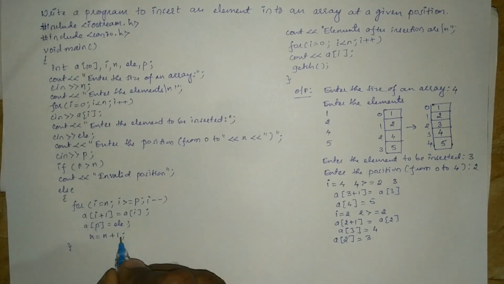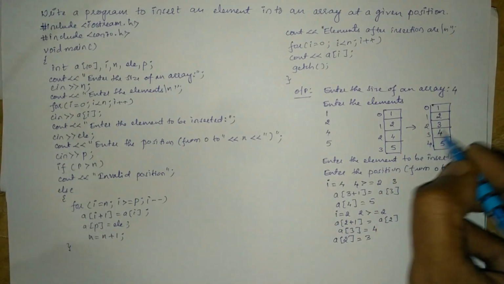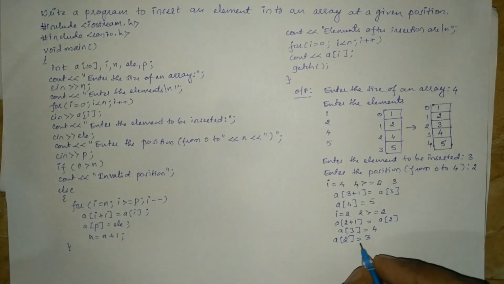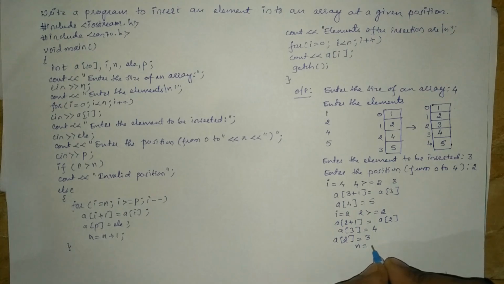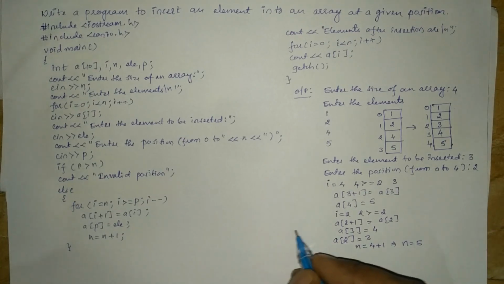Next, n is equal to n plus 1. Why do we have to increment the n value by 1? Because earlier 4 elements were there, and now 5 elements are present. In the iteration, 1 element is increased. Hence n is equal to n plus 1. So earlier n was 4, plus 1, so now n is 5. So it is going to iterate 5 times.